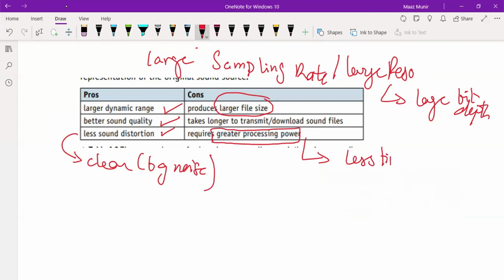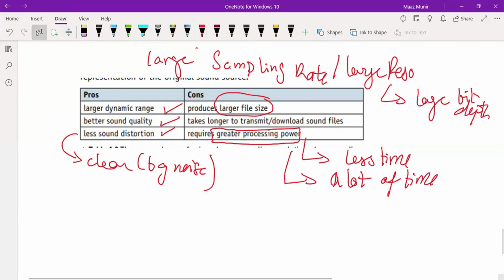But if you do it in a studio where you have a lot of instruments, a lot of vocals, a lot of people speaking at once, and you combine all that, that takes a lot of time, because you have a very, very high representation and stuff like that. So this is the entire sound chapter.